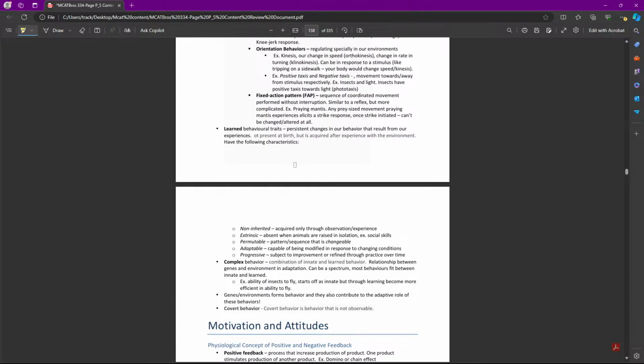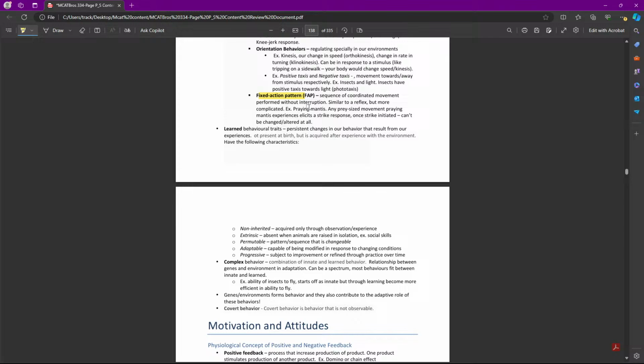And then fixed action pattern, which is a sequence of coordinated movements performed without interruption, similar to a reflex but more complicated. Like a praying mantis: a prey-sized movement elicits a strong response in the praying mantis, and it can't be changed or altered at all.